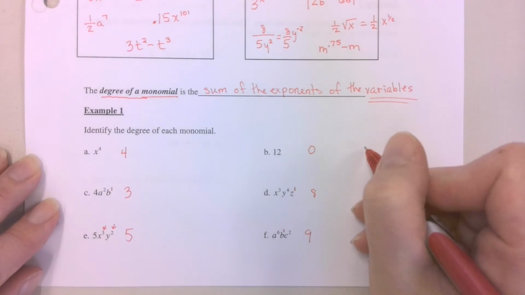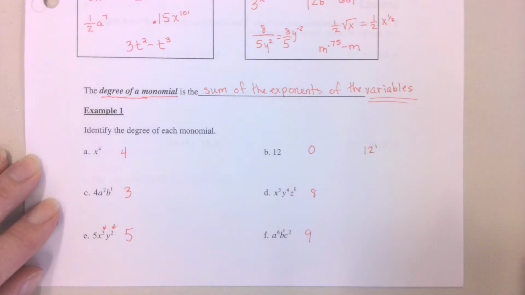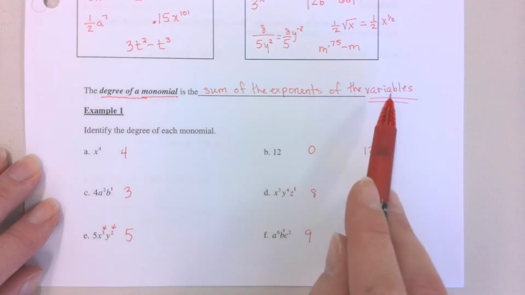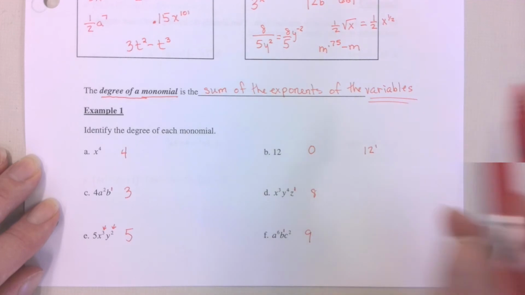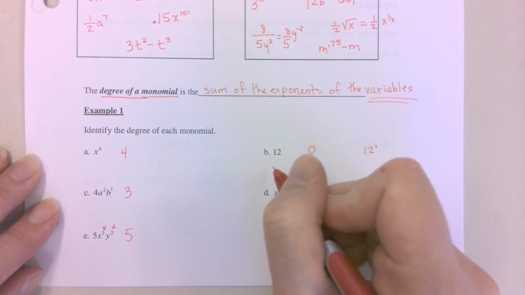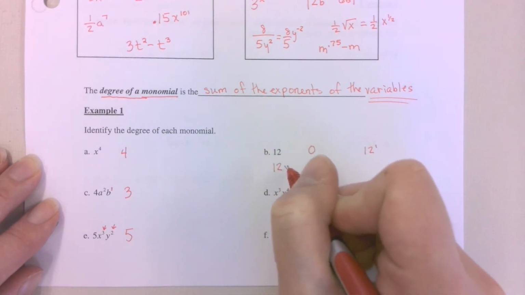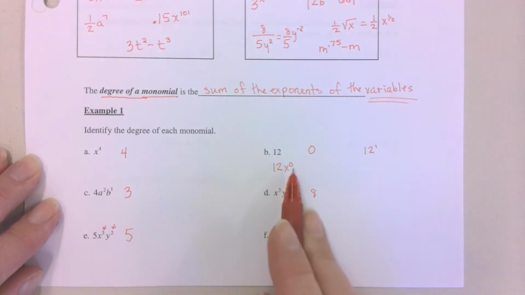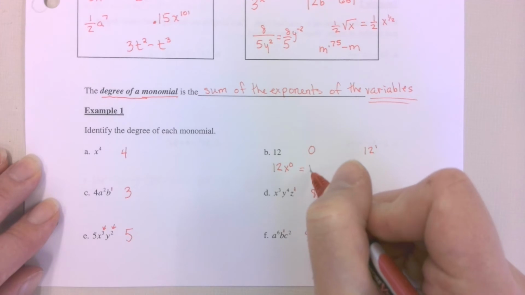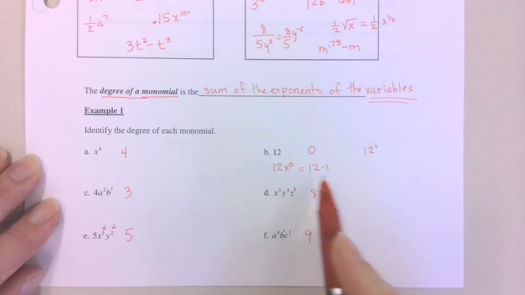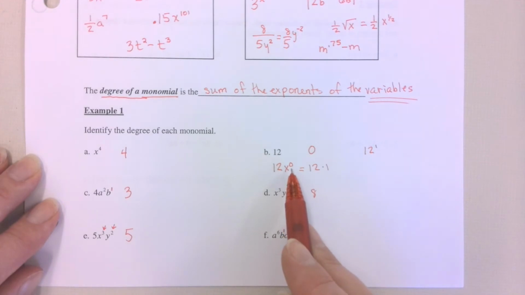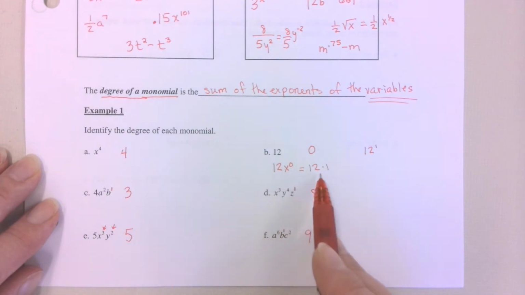Now I get it. 12 to the first is 12. But it says the degree of a monomial is the sum of the exponents of the variables. And so there's no variable here. So if I take this and rewrite it as 12x to the 0, now we're talking. And anything to the power 0 is 1, getting me back to my 12. So there truly is a degree of 0 because I can write x to the 0. Anything to the power of 0 is 1.